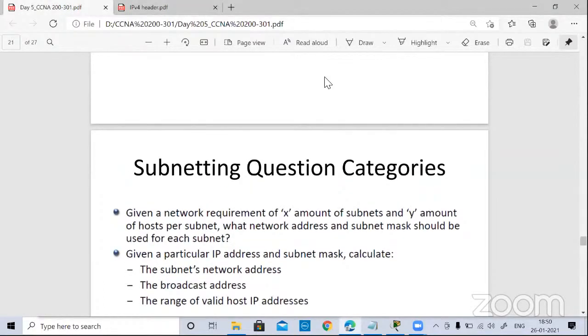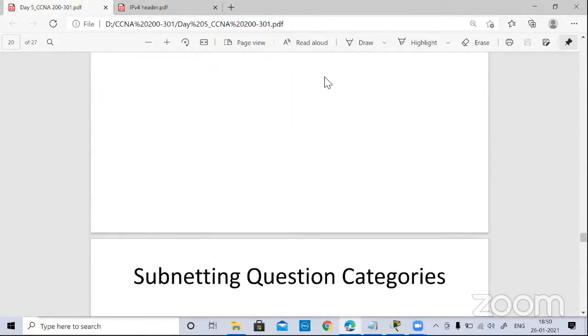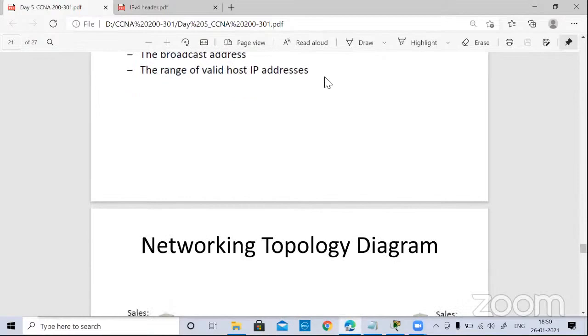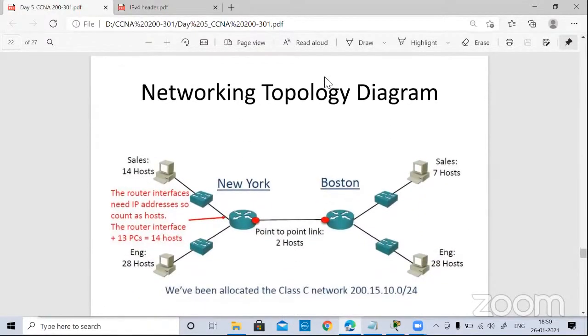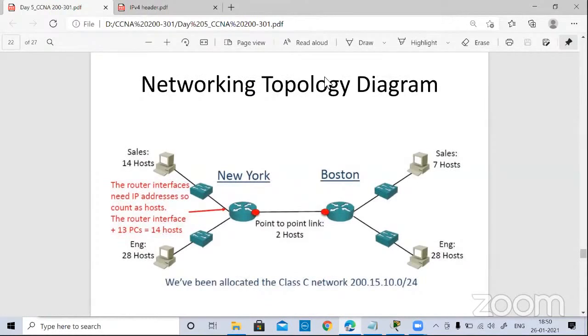Okay, so I guess we'll move on with the new topic. One more diagram I'll give here. I'll give you the topology, and you are going to do the subnetting for it. First and foremost, we'll identify the number of networks. How many networks do we have?